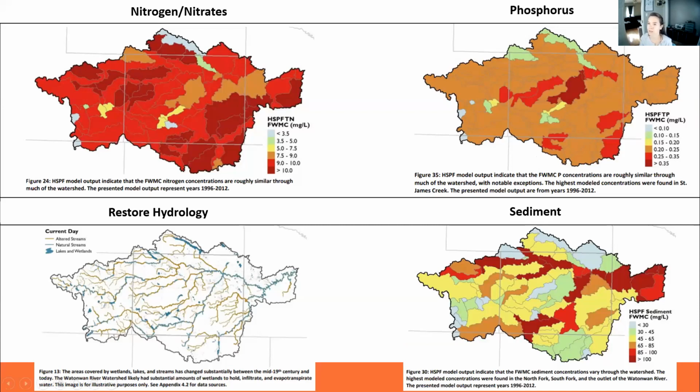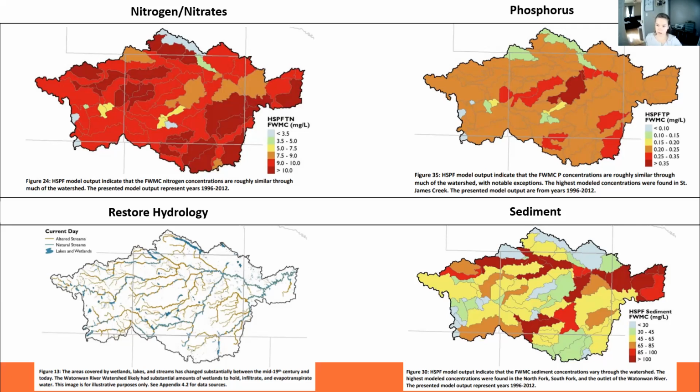Okay, so with this, I'll turn that down a little bit. When we're thinking about planning and our priority resource concerns, the top ones are nitrogen, nitrates, phosphorus, restored hydrology, sediment. Also, if you're looking at protection and looking at wildlife habitat management. I don't have a map for that right here, but these are some of the top things that they identified in their watersheds.